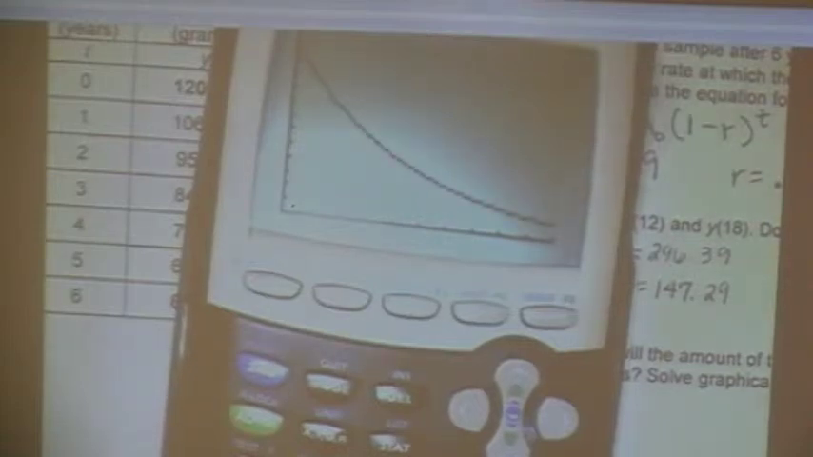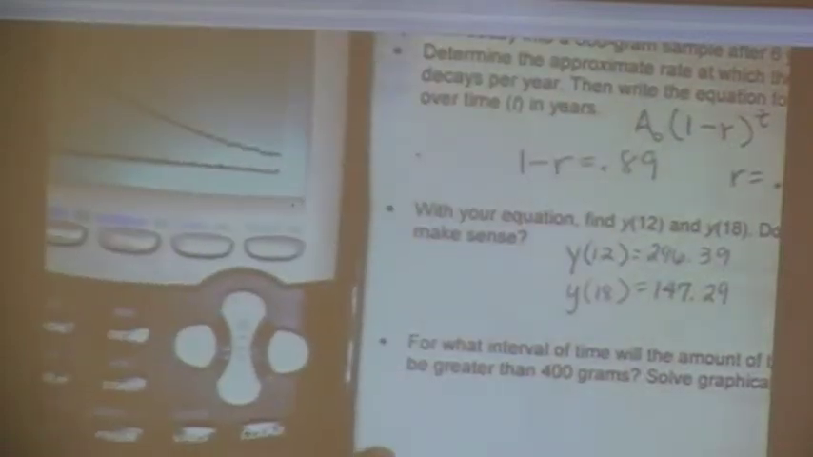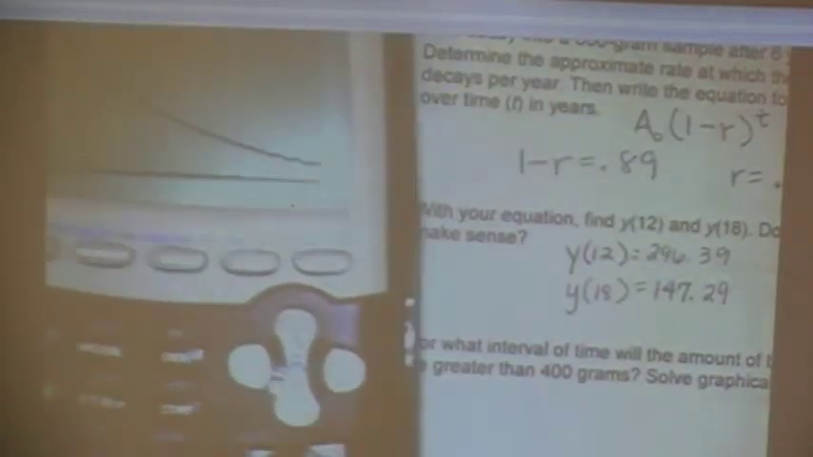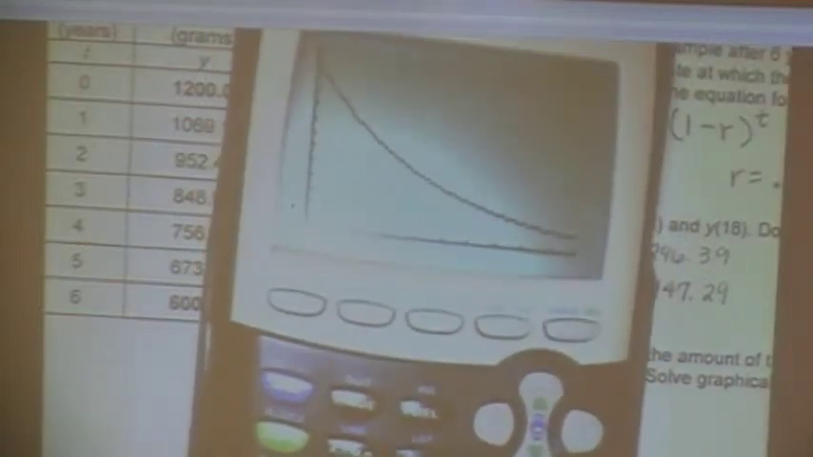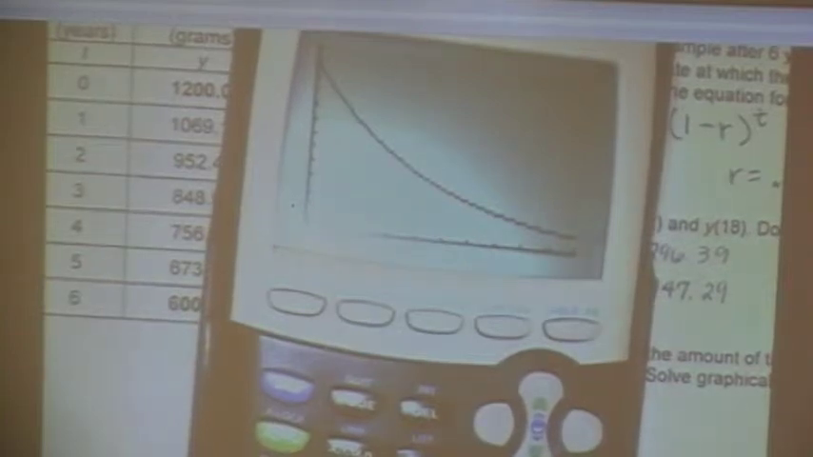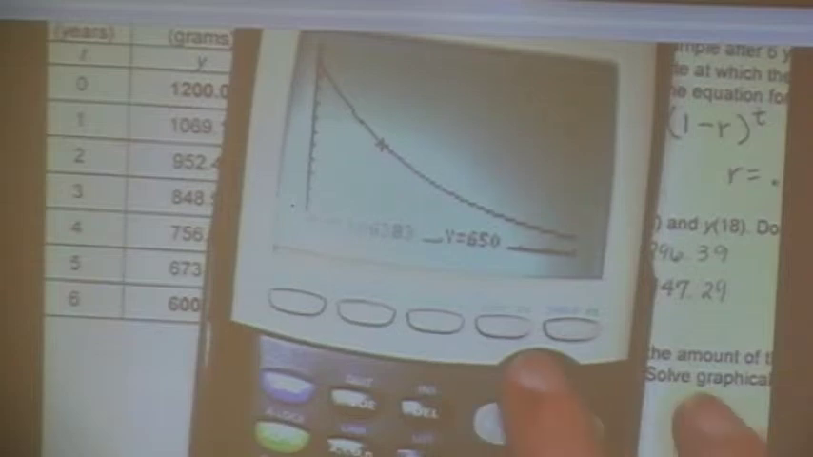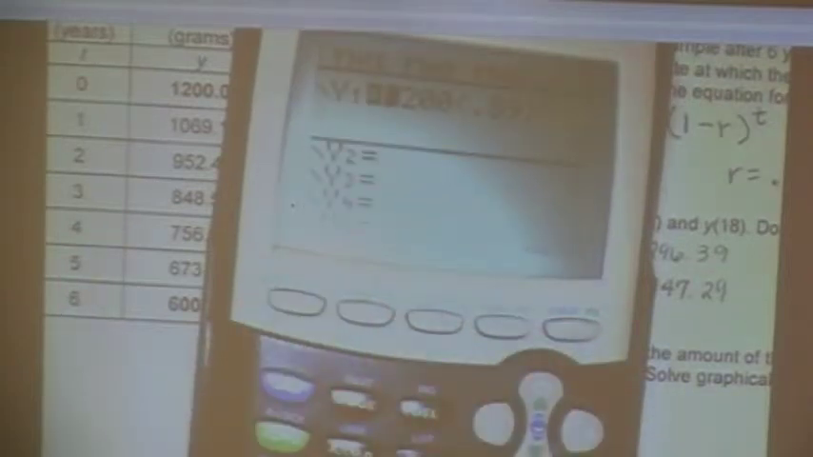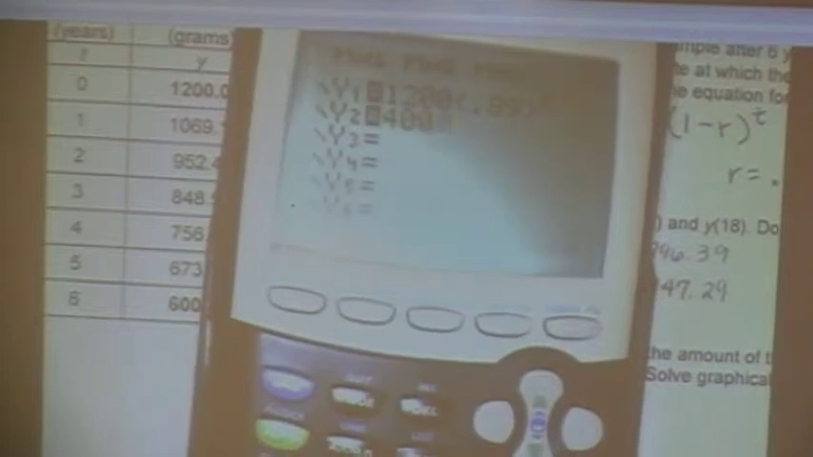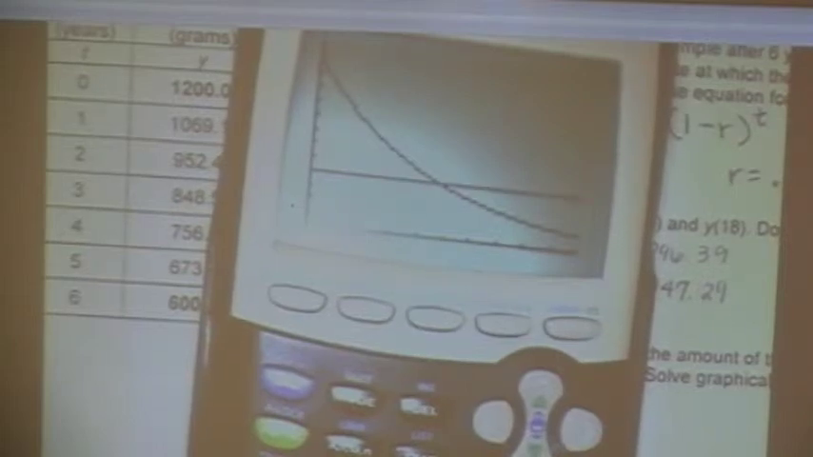All right, so now I need to know, because the question asks me, when will the amount of the substance be greater than 400 grams? Well, how am I going to know where 400 grams is on this graph? You could trace. I could do that and see if I can get to 400. Or what would be easier? Your graph or table. If you go to your graph, put in 400. What is that going to draw? A straight line. Now I know where 400 is. It's going to be at that intersection. So I'm going to do second trace and intersect.